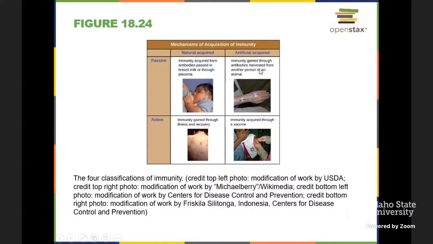This doesn't confer lasting immunity. We're not giving them any cells. All they're getting are these proteins. So they get a transfusion of these proteins, it does its job, and they ultimately get degraded. They don't stick around, all right? So they likely need multiple transfusions with that.